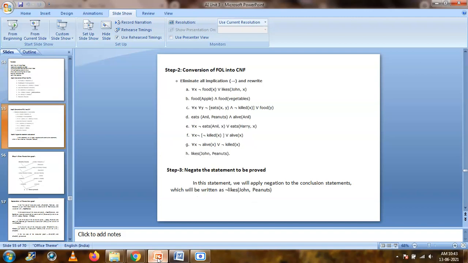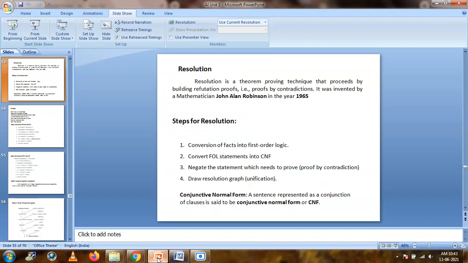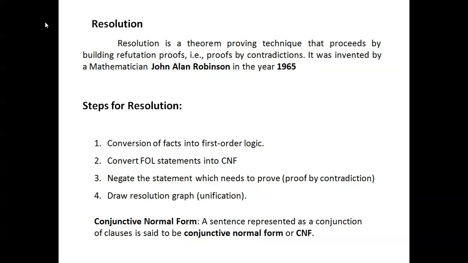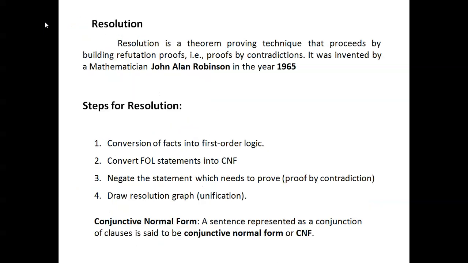Step 2, conversion of first order logic into CNF. What is CNF? I already said conjunctive normal form: a sentence represented as a conjunction of clauses is said to be in conjunctive normal form, or CNF. For CNF we have to eliminate all implications and rewrite. So ∀x food(x) → likes(John, x), and food(apple), and ∀x food(vegetables). Similarly ∀x ∀y, the universal quantifier, eats(x, y), killed(x) ∨ food(y). That is how first order logic is converted into conjunctive normal form.